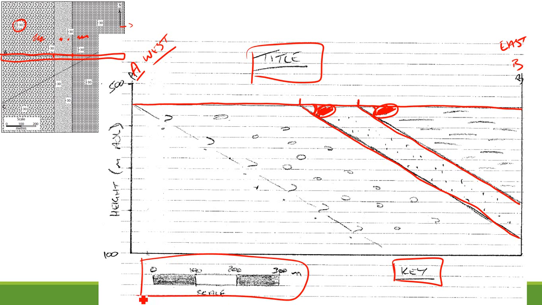You still need some kind of scale on there. You still need to label the axis as height in meters above sea level. You still need to label your A and B on there. So make sure all of those standard components are on all of these cross sections.